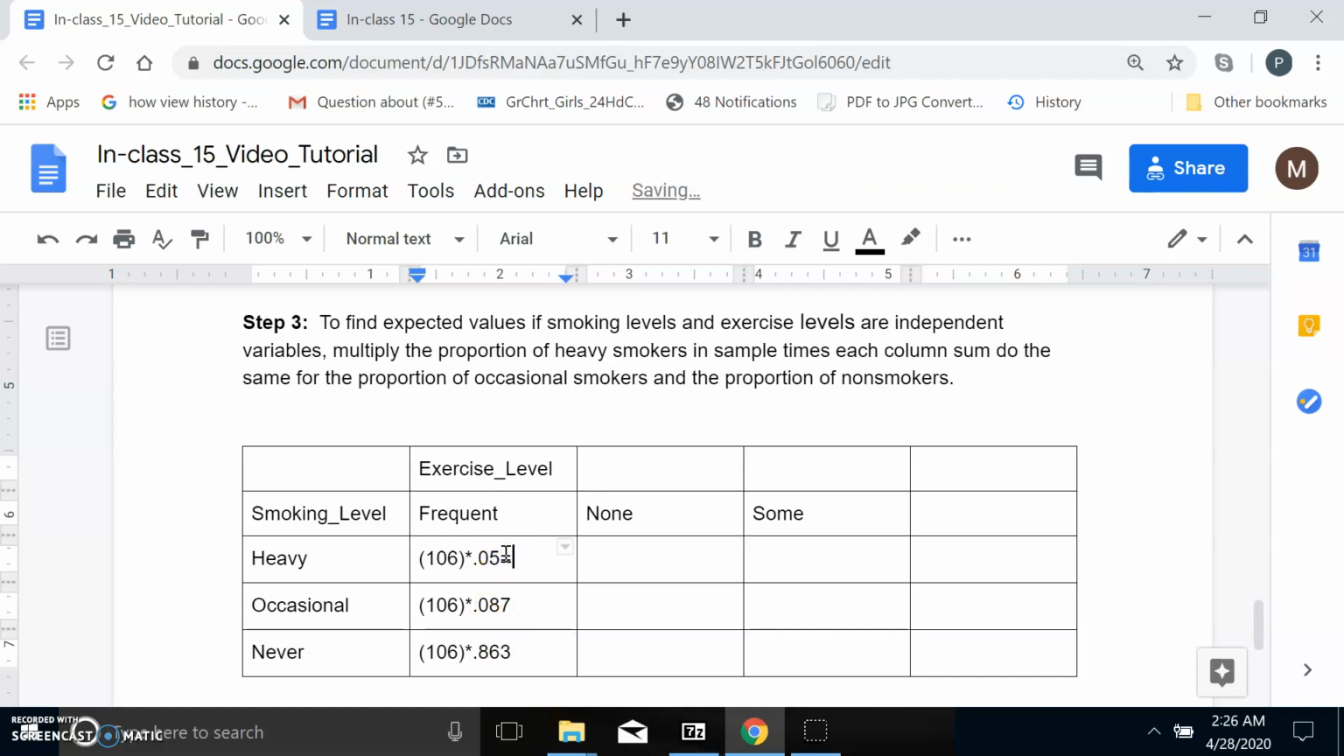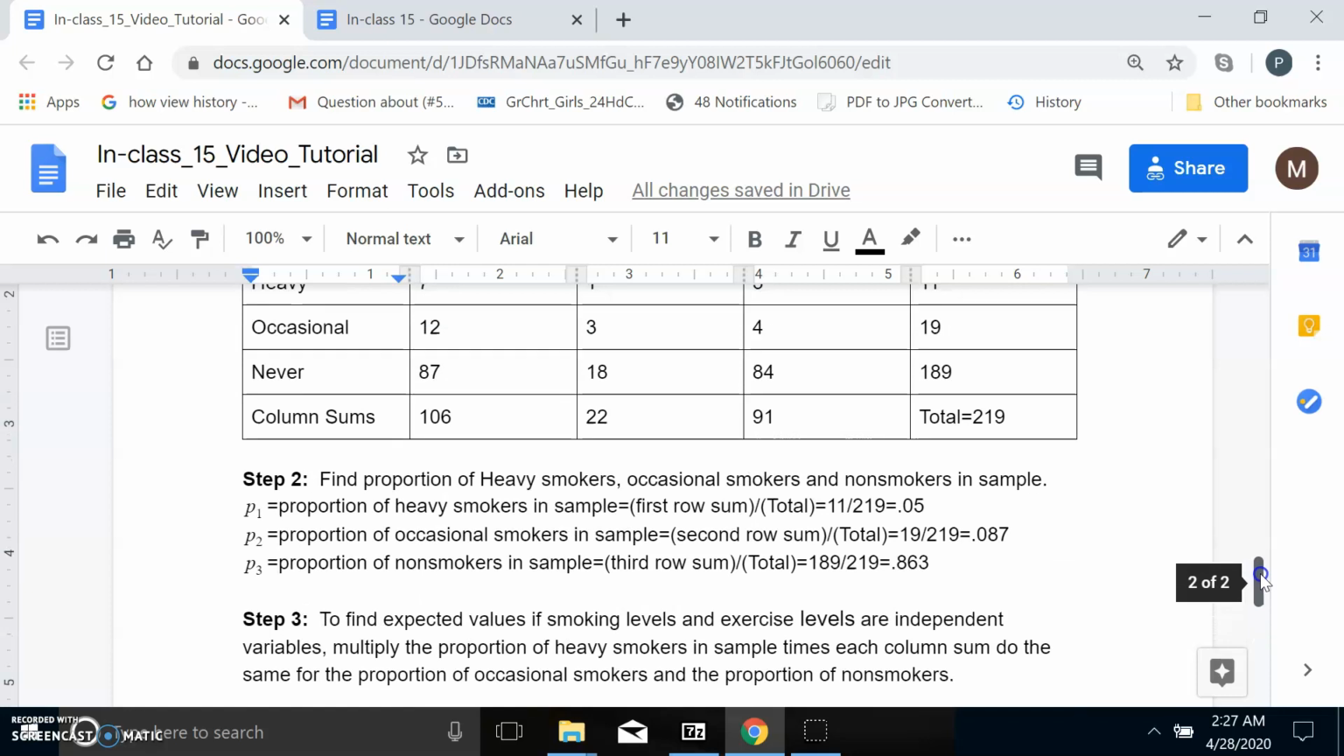So working these out then, for the first one we're going to get 5.3. For the second one we'll get 9.22. And for the third one we'll get 91.4. Okay, so we're going to just repeat this for the other 2 columns here.